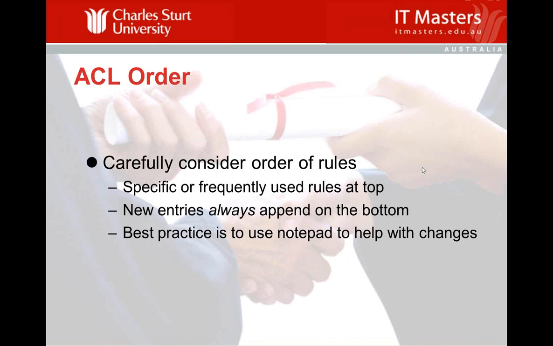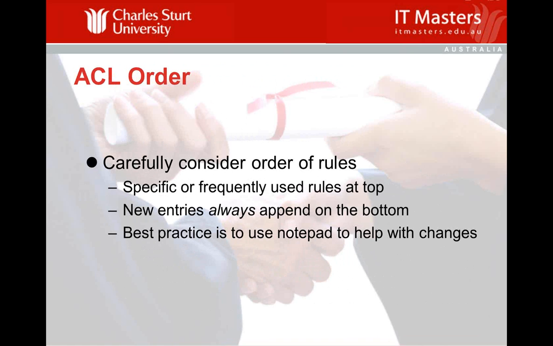Okay, ACL order. As I said before, carefully consider the order of the rules. Specific or frequently used rules should go to the top. If you're saying from this host to this web server only on port 443, that's a very specific rule, so put it up the top. Your rules should become more generic as you come down your list. Your new entries will always append on the bottom. So if you're configuring an access list with 10 rules, and you come back the next day and add another rule, it will go to the bottom. And this is where Notepad is a great friend of ours.